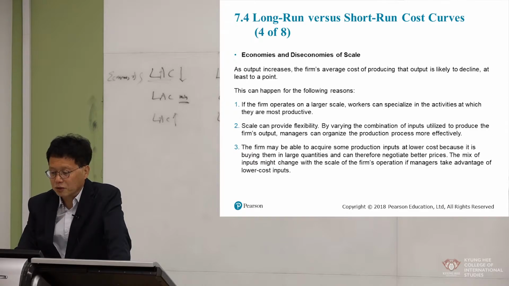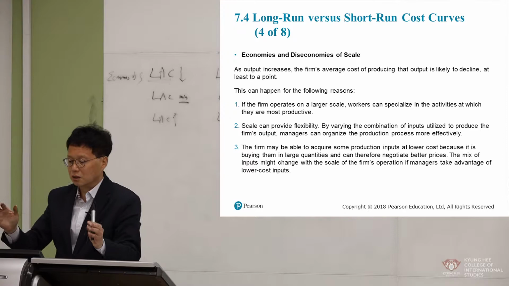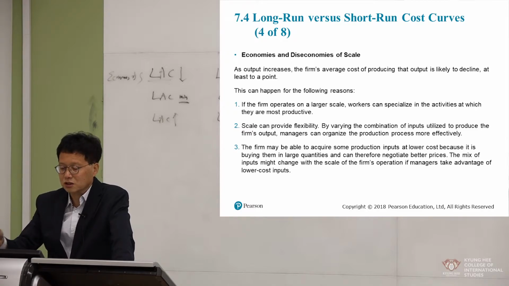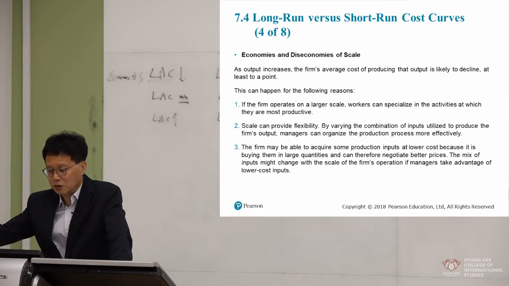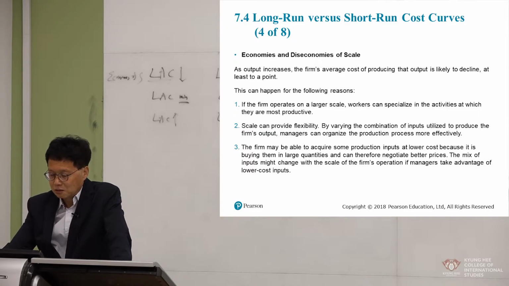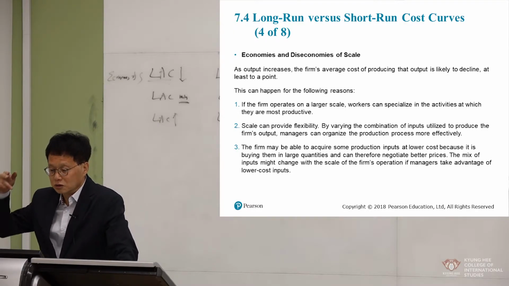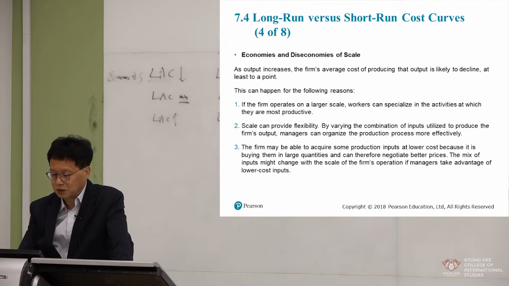This can happen for the following reasons. Number 1, if the firm operates on a large scale, workers can specialize in activities in which they are most productive. One laborer just specializes in one task, for example. If the scale is very small, one worker does lots of tasks: purchasing, cooking pizza, and delivering to customers, for example. But as the scale increases, one worker just focuses on delivery, and the other worker just specializes in cooking pizza.